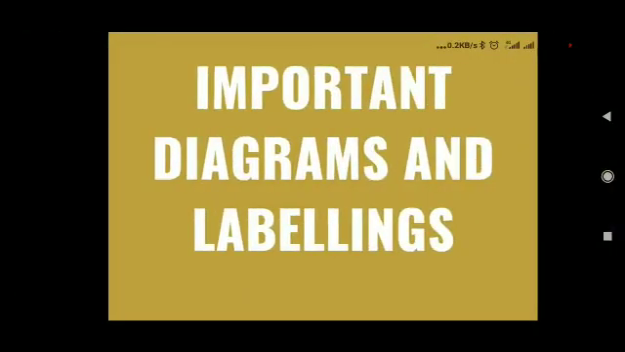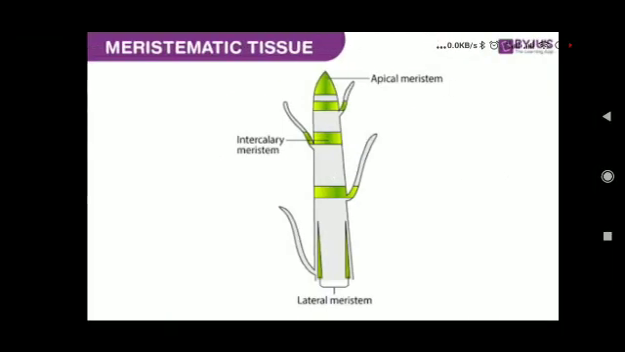In this video we are going to discuss important diagrams and labelings. This is the first diagram of meristematic tissue. As you know, meristematic tissues are the dividing tissues, and depending on the region where they are present, meristematic tissues are classified as apical, lateral and intercalary.